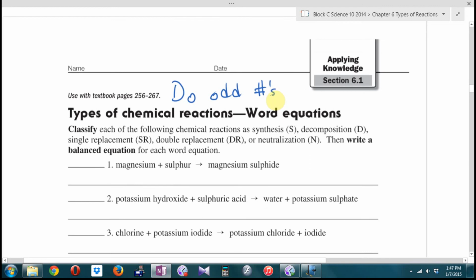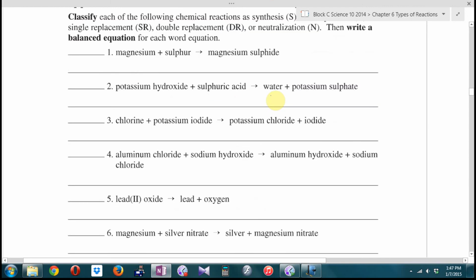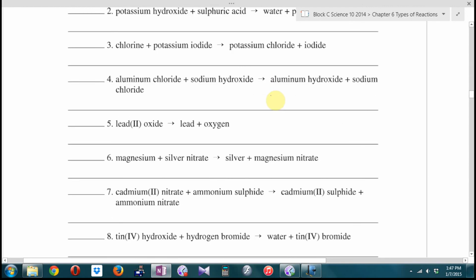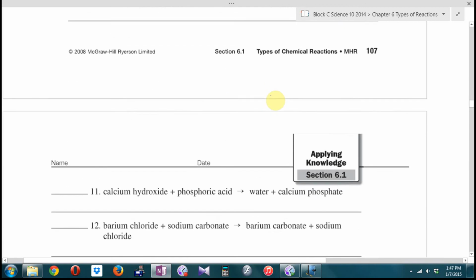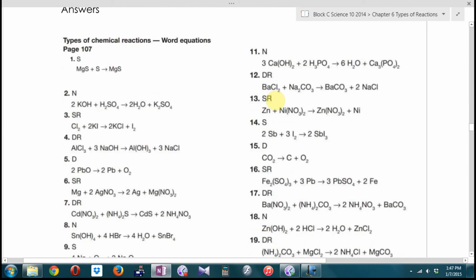And for these 20 questions, odd numbers. The word ones are tough. But I did attach the answers.